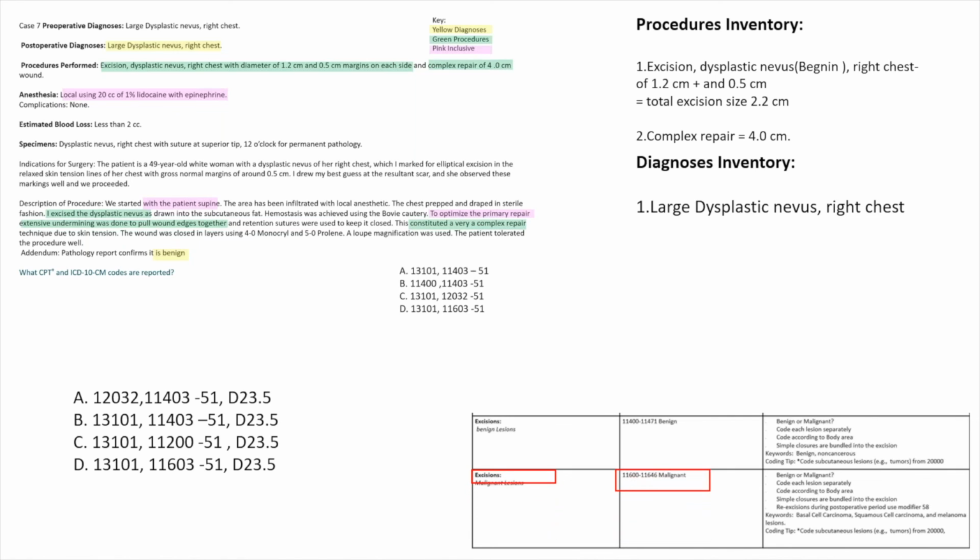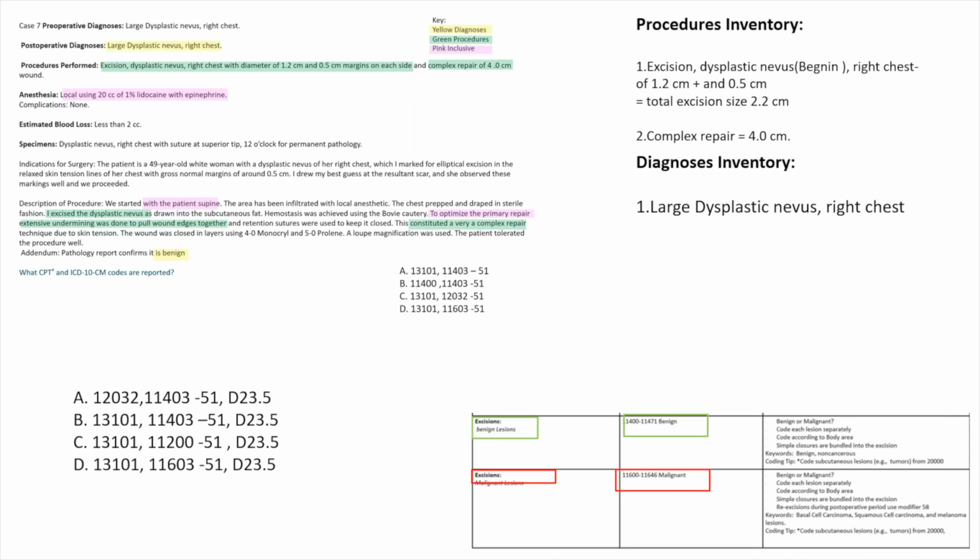For this case, I would like to bring up a guideline from our MCG manual. Excision of a malignant lesion is coded with the 116 series, and excision of a benign lesion starts with the 114 series. In our scenario, a large dysplastic nevus was excised and sent to pathology, and the pathology report came back confirmed as benign. So it is not malignant, and we are coding for a benign lesion.